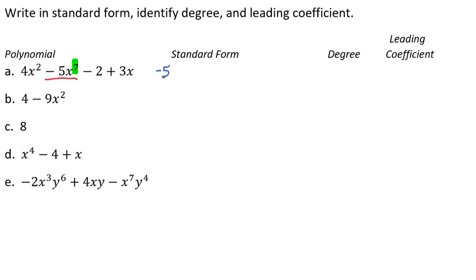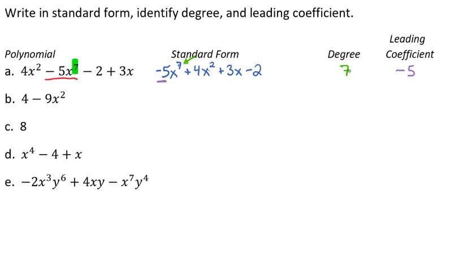So we will write negative 5x to the 7th, and the next term will be the next largest degree, which is the 2. So it's a positive 4x squared, followed by a positive 3x, and then our minus 2. Our leading coefficient is going to be the first coefficient that we see, and our degree is going to be the power, or the exponent, of that first term. So in this case, 7.